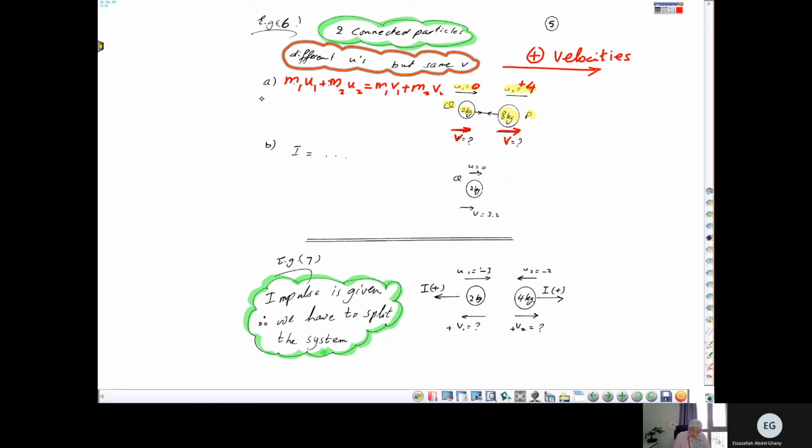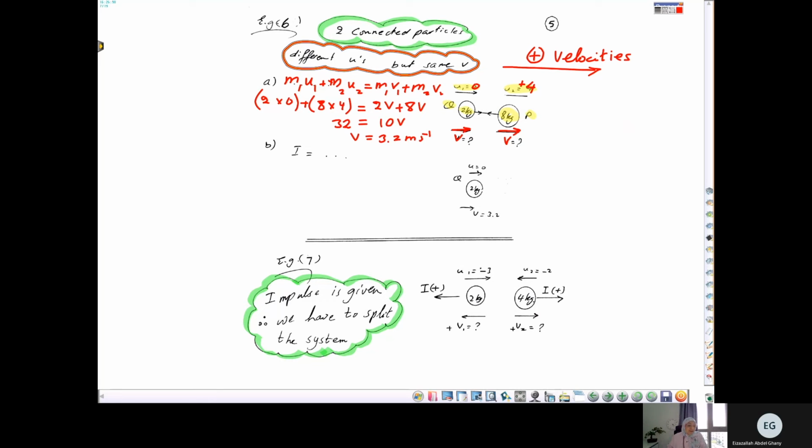M1U1, it means 2 multiplied by 0, plus M2U2, which is 8 multiplied by 4, is equal to M1, which is 2V, plus M2, which is 8V. It means 10V is equal to 8 times 4, which is 32. We divide both sides by 10. So final velocity for both of them, because they're connected, will be 3.2 meters per second.